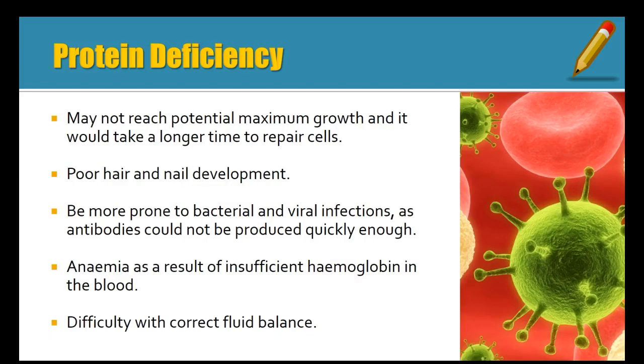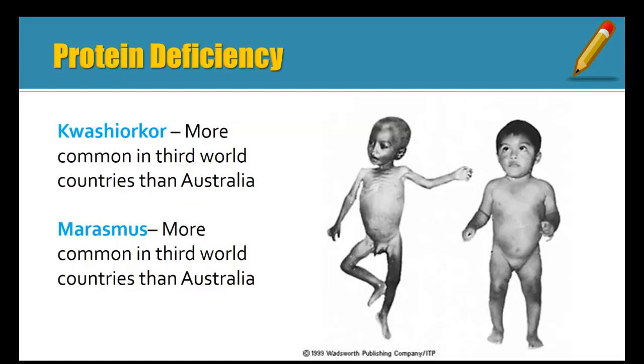So protein deficiency will result in some growth being inhibited because they don't have enough protein to grow properly. You might have poor hair or nail development. You tend to have a weaker immune system because your proteins can't form antibodies that keep you healthy. You may also result in anemia if you have insufficient hemoglobin, which carries oxygen around your blood, and you could have difficulty with having the correct fluid balance.